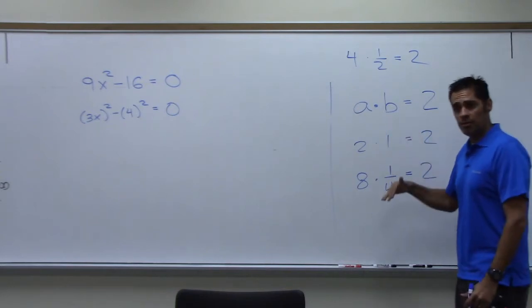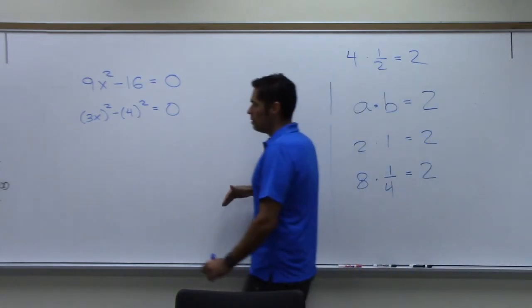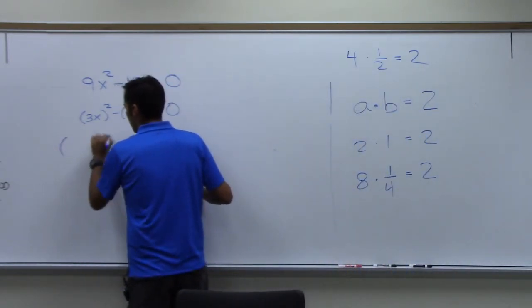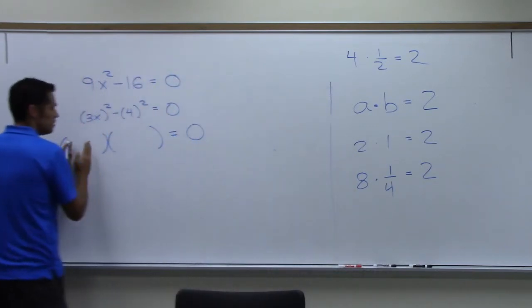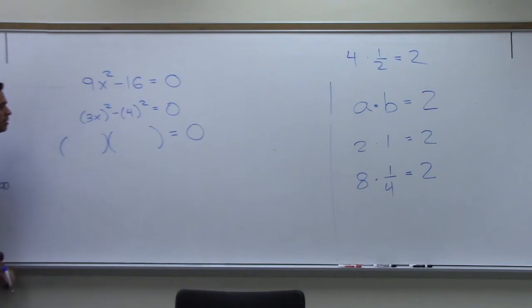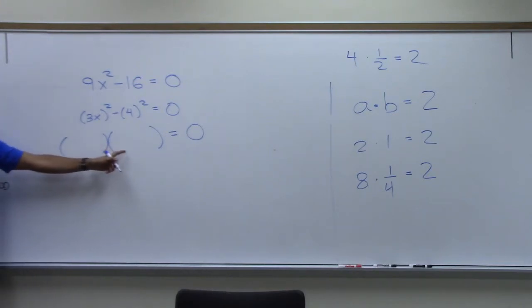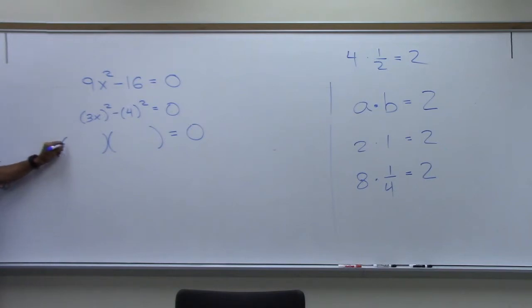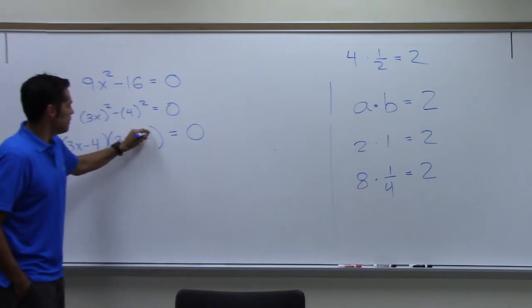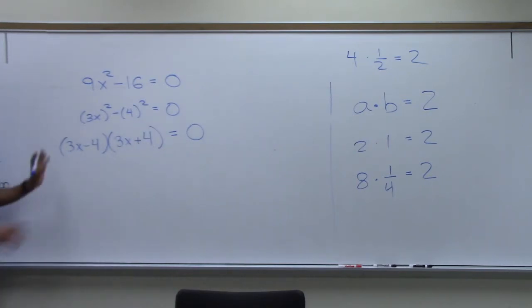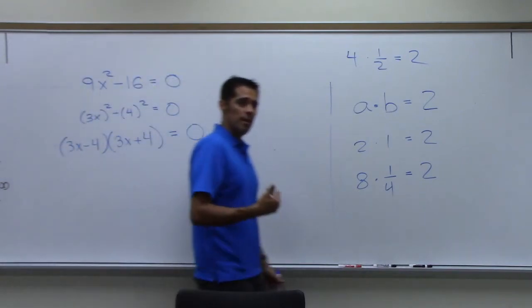Minus 16, which is 4 squared. So using that formula that we had, what would we have in these two parentheses? What would go here? What would go here? 3x minus 4, that's fine, and then 3x plus 4. And you could do it the other way around. You go 3x plus 4 and 3x minus 4.